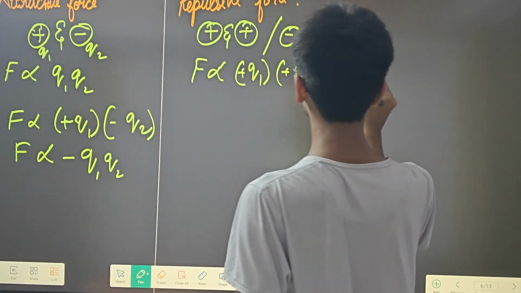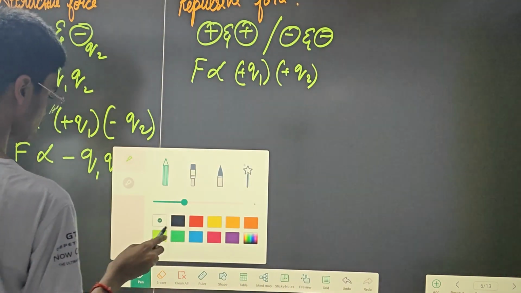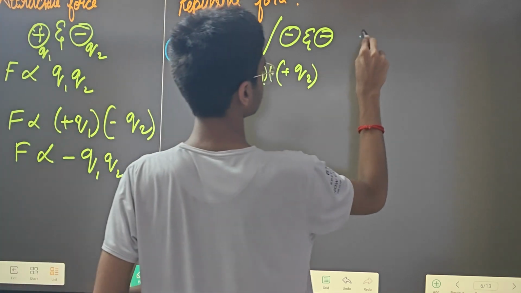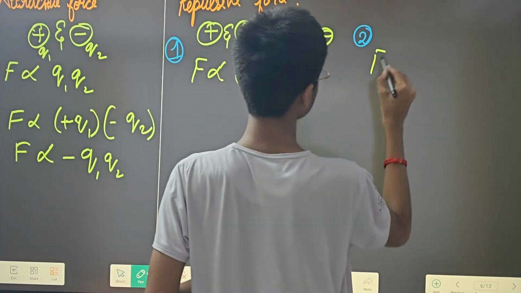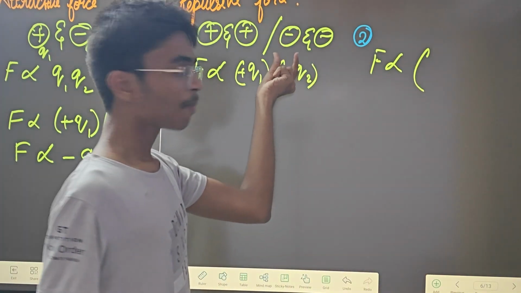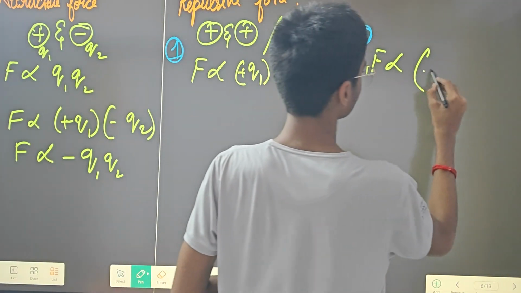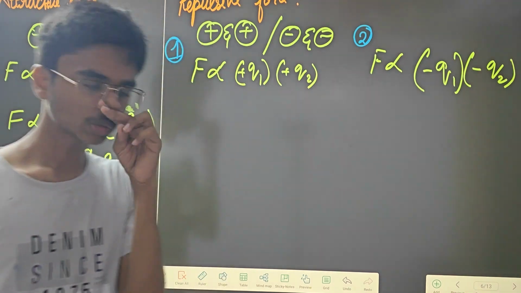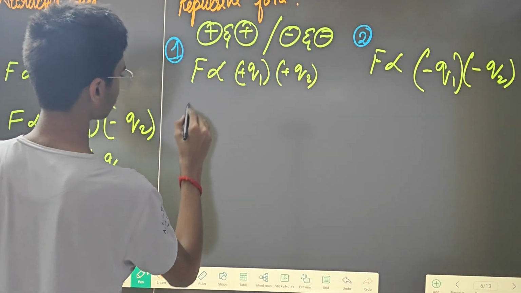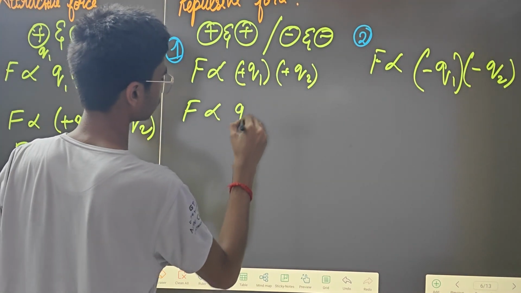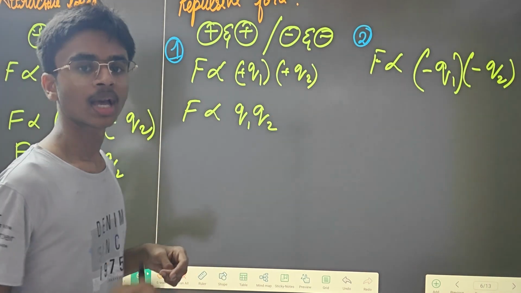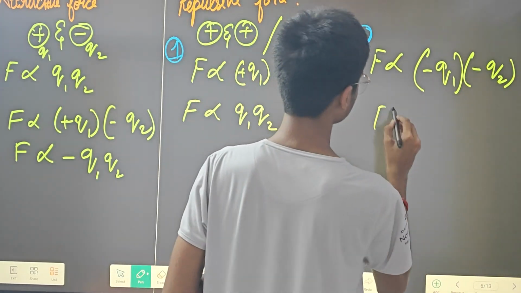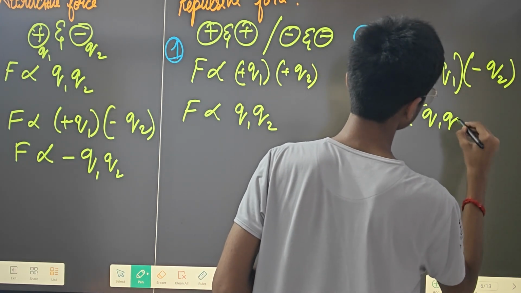Let us assume this as the first case. For the second case, force is directly proportional to minus q1 into minus q2. Negative into negative will be positive, so force is directly proportional to q1 into q2.